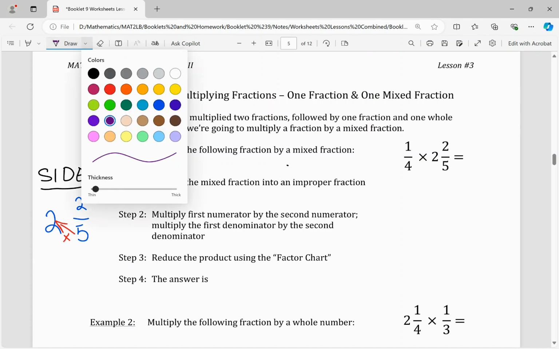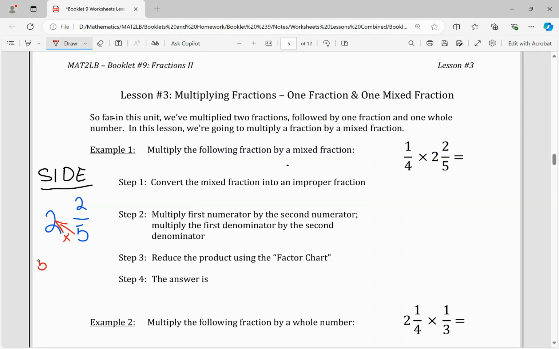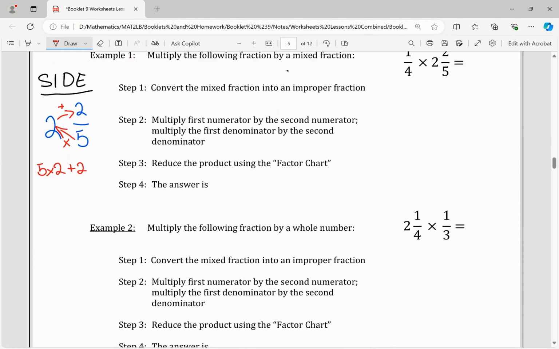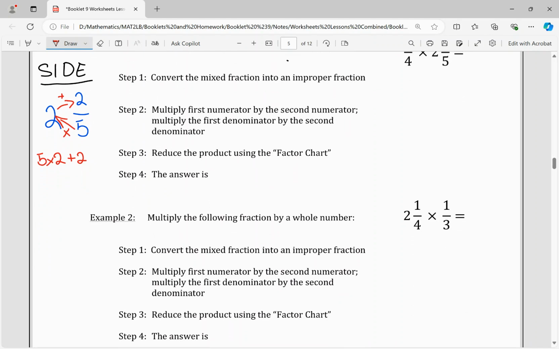Let's do this in red. So that's 5 times 2. Then you're going to add the numerator. So all in all, this would be 5 times 2 plus 2. Now, always do the multiplication first. 5 times 2 is 10. So this is kind of like 10 plus 2. And 10 plus 2 is 12.